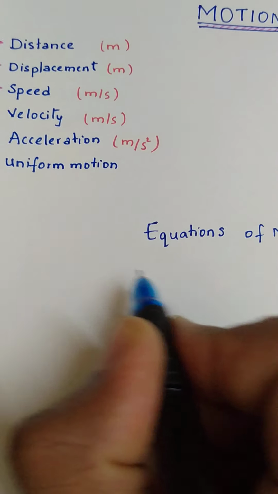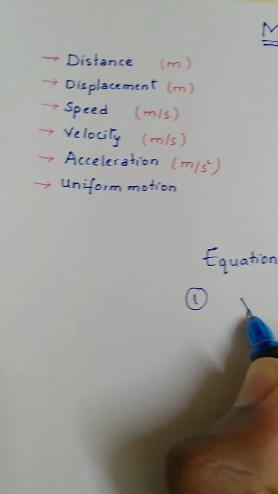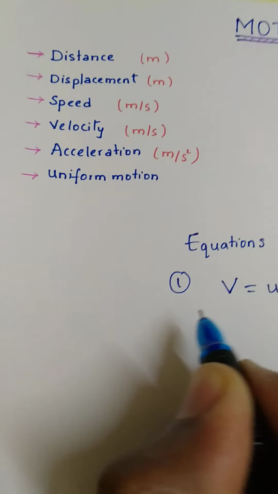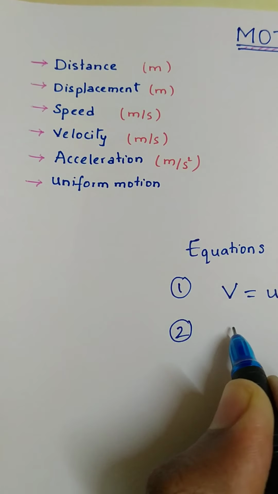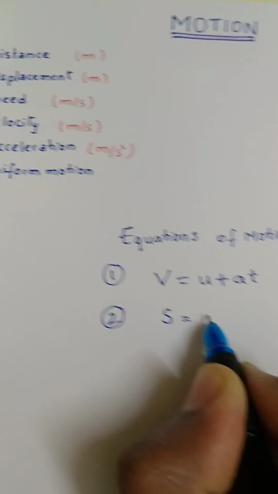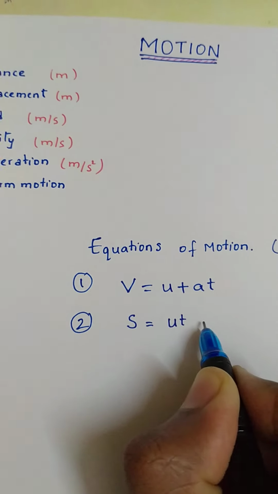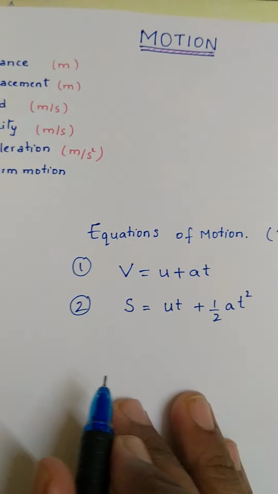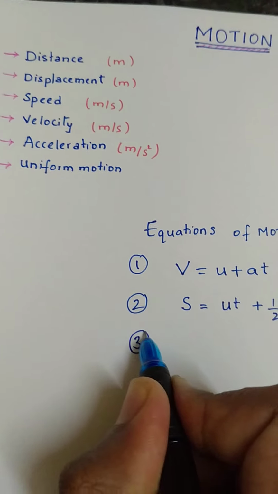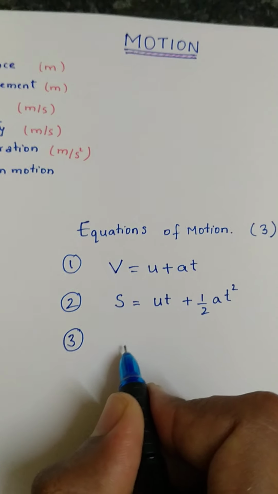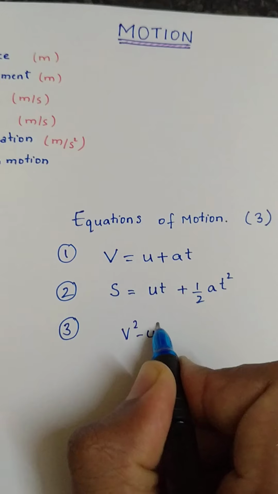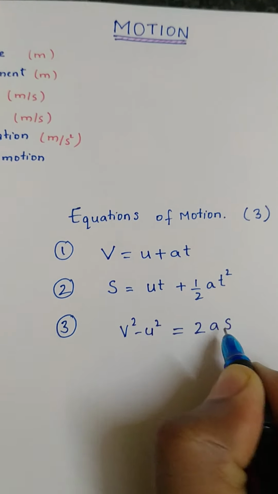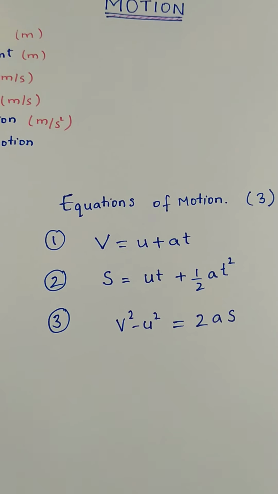The first equation being v is equal to u plus at, and the second equation is distance s is equal to ut plus half a into t square, and the third equation being v square minus u square is equal to 2as. I hope everybody is familiar with these terms here.